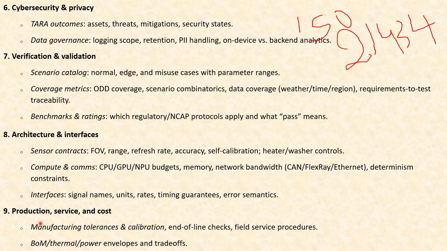Now, coming to production, service, and cost. All right, all this design is fair enough, but the most important thing is it must be producible and manufacturable. So manufacturing tolerances and calibration, end-of-line checks, field service procedures, bill of material, thermal and power envelopes, and trade-offs must be clearly outlined.